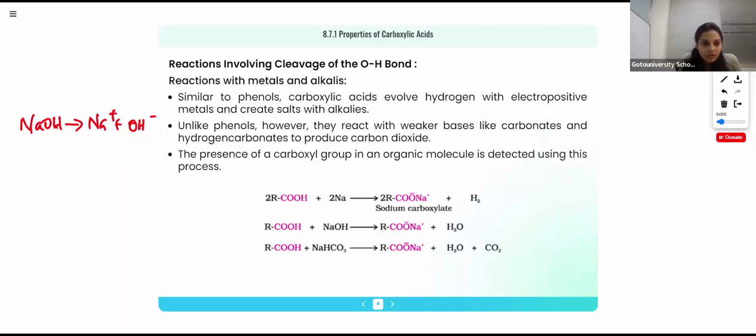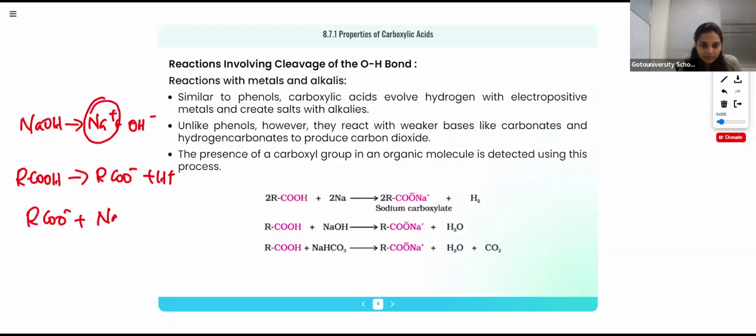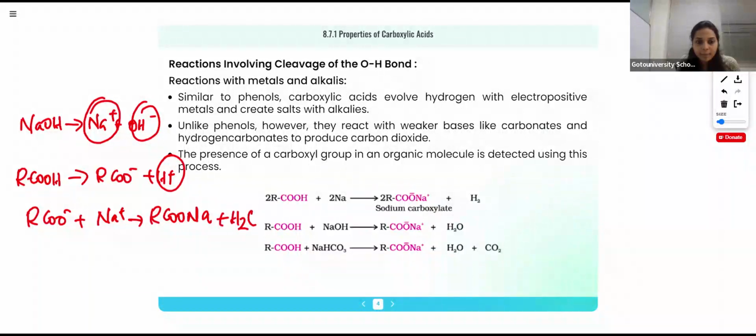Okay. So this RCOOH group decomposes to the same thing, RCOO- plus H+. Then this RCOO- will react with this Na+ ion and produces RCOONa. This remaining H+ and this OH- ion react together to produce water. Okay. This is the reaction with the base.